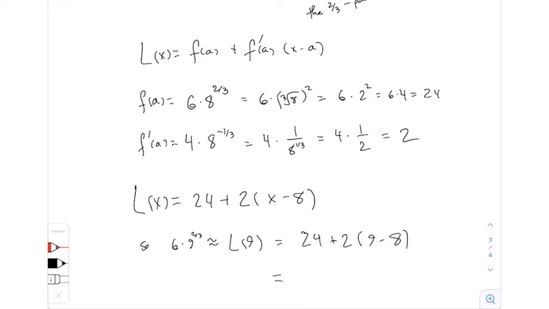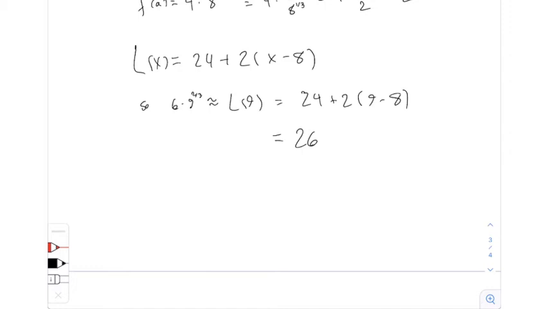I guess it's 26. Right? That's our answer. So that square, I guess, its surface area is approximately 26. And just to check my answer, you might as well do this if you have a calculator and you're doing the homework. You'll know if you did it right or wrong. The true value of 6 times 9 to the 2/3 is actually equal to 25.96 something. So close to 26. That's what I'm looking for.